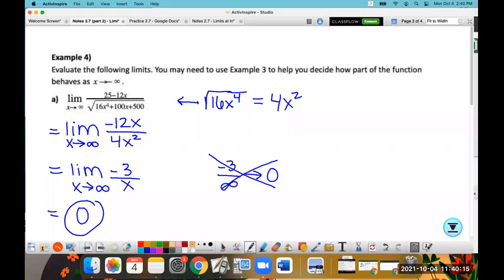It didn't want to know what the end behavior was. It didn't want to know about horizontal asymptotes. You're just straight up evaluating that limit.